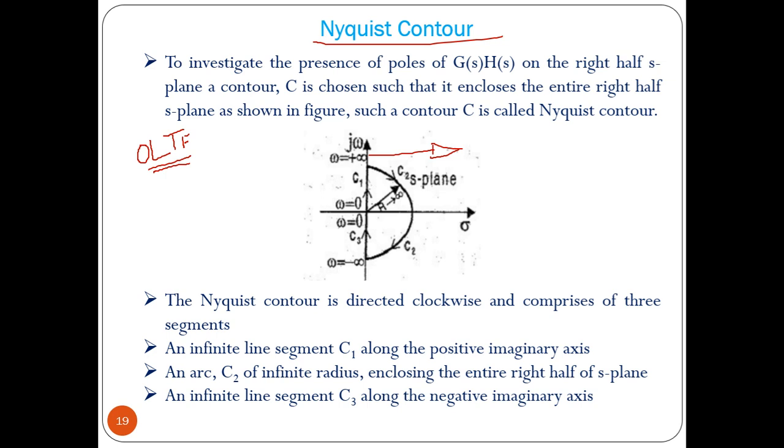Now here we have to take care of all the right half plane. So we start from the origin, go up from 0 to plus infinity, then from plus infinity to minus infinity with a radius of infinity. So we cover all the right half plane. Then from minus infinity to 0, we take another path. So here we have to cover C1, C2, C3, all three parts, for all frequencies 0 to infinity.